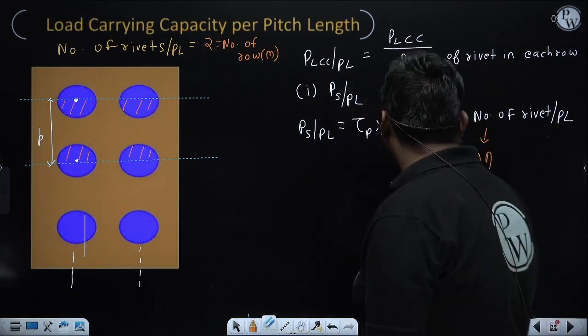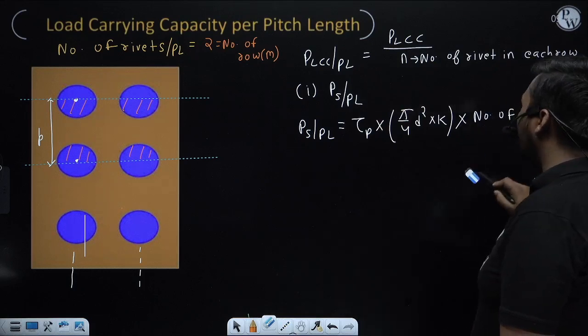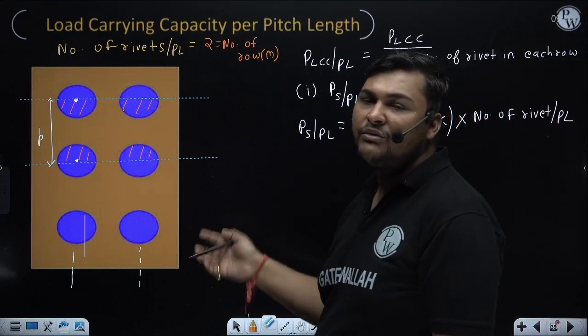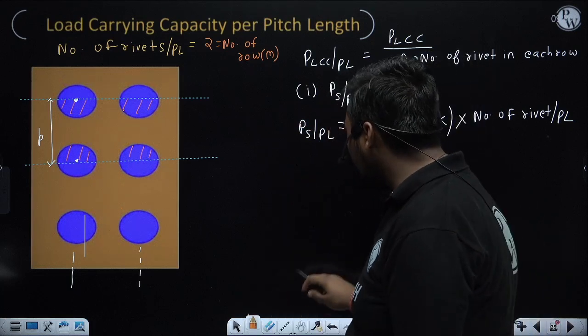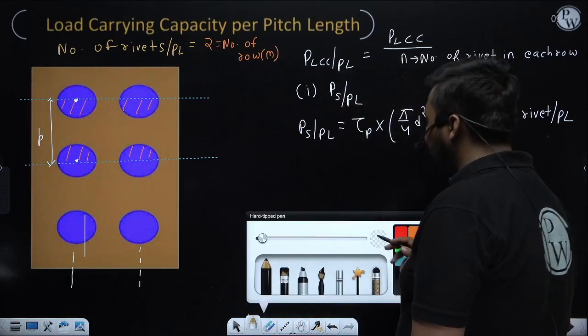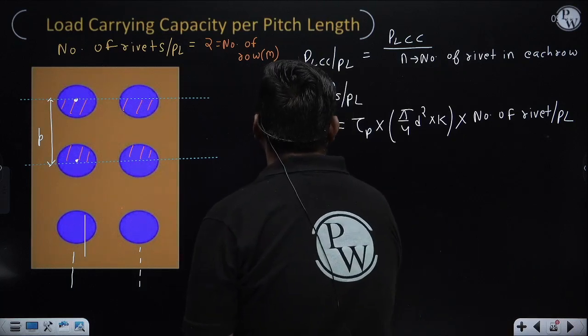But when the number of rivets in each row is already given in the question, we need not calculate per pitch. Why will we calculate this? This will be calculated when the number of rivets in each row is not given in the question. So it is the shearing load carrying capacity per pitch length.